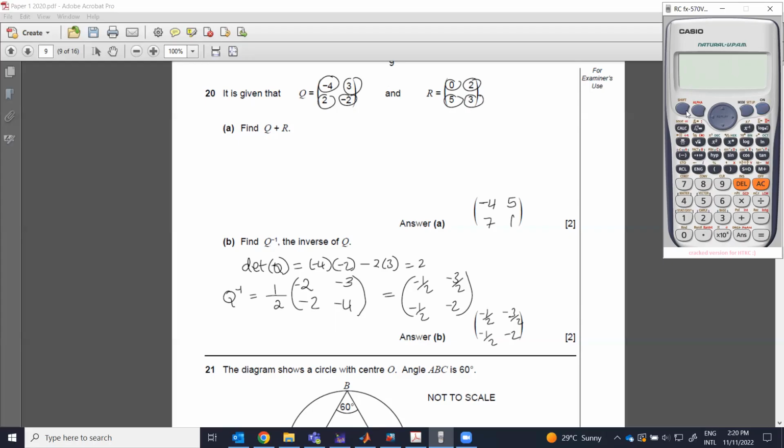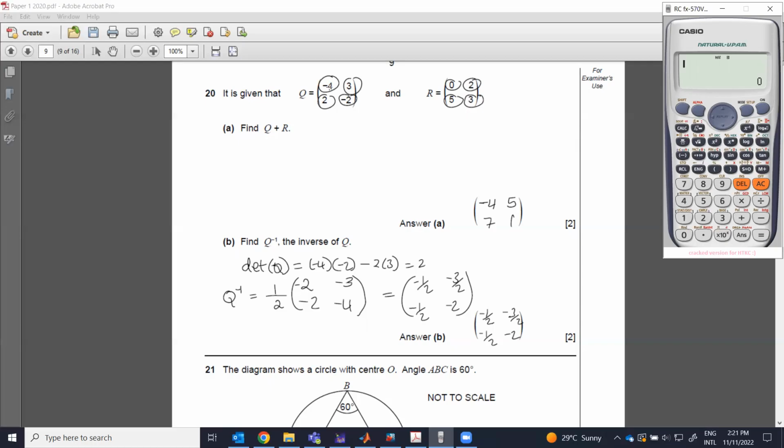Okay, matrix A is correct. Okay, then matrix B, -1/2, -1.5, -5, and -2. Okay, just quickly go over the working.